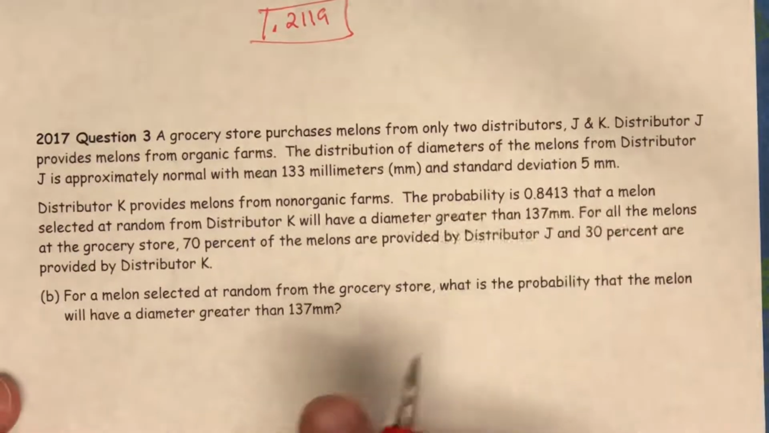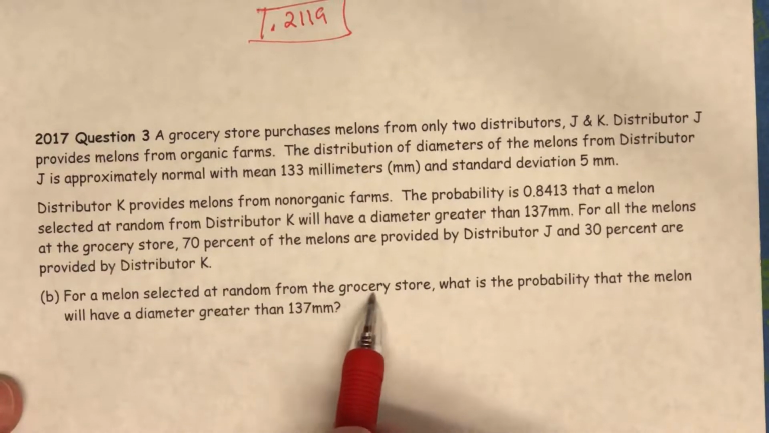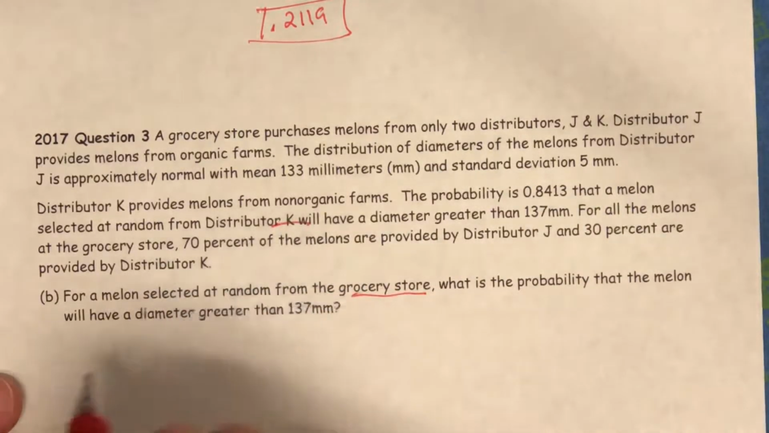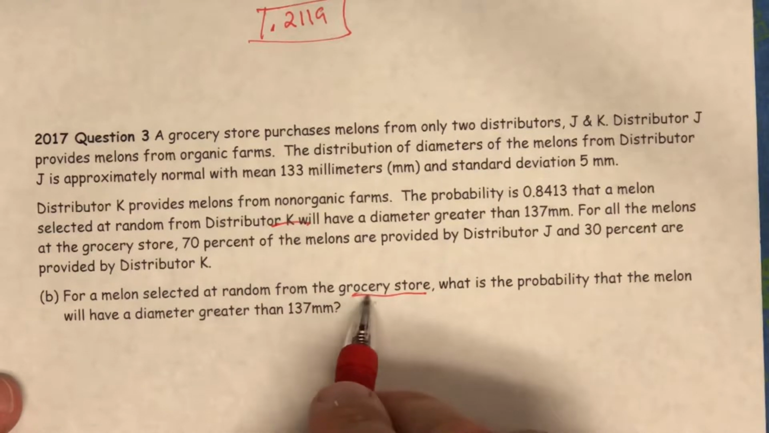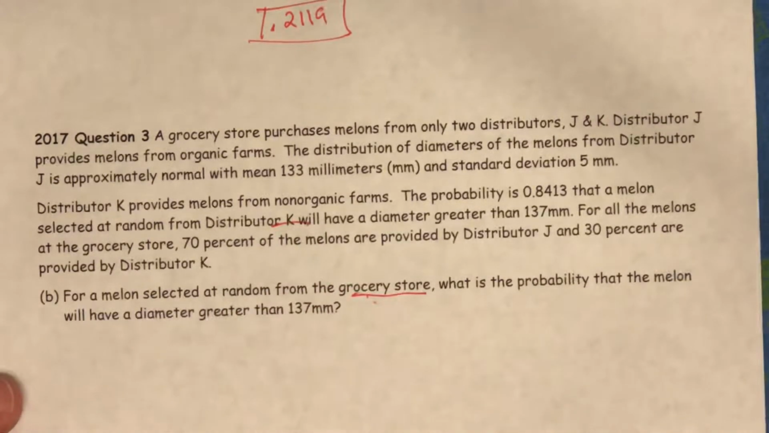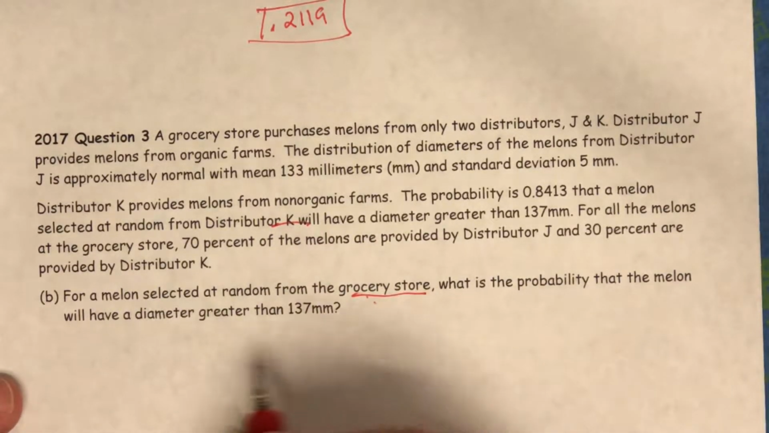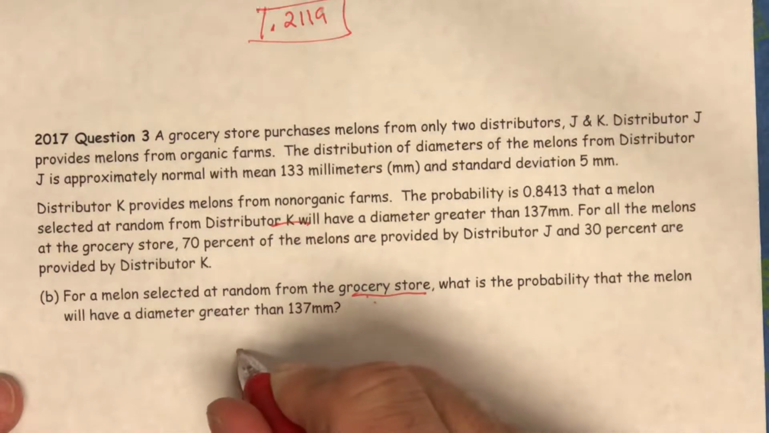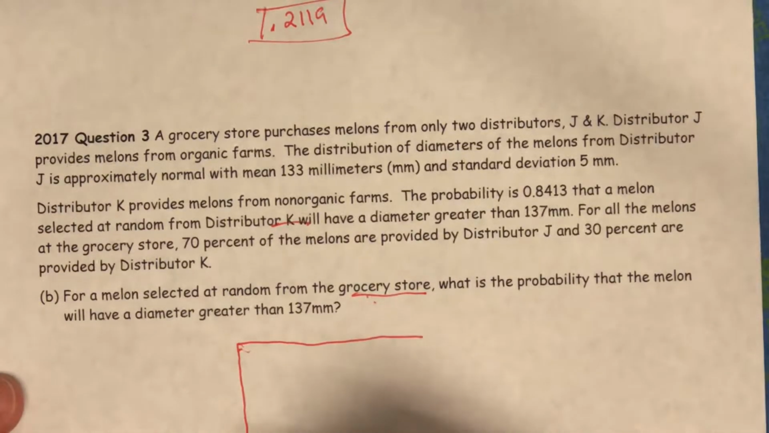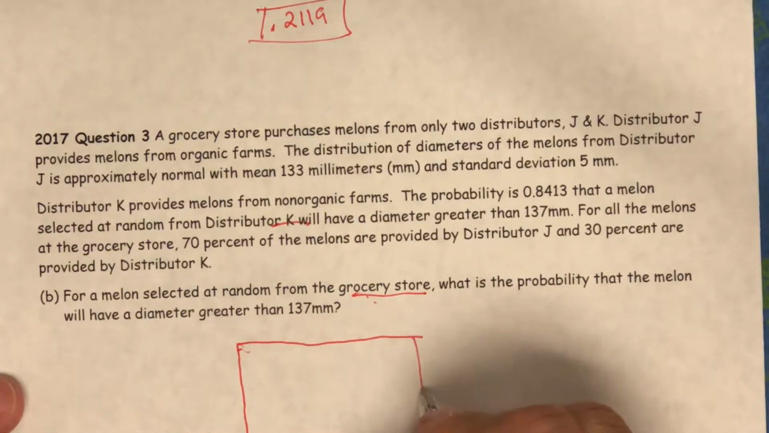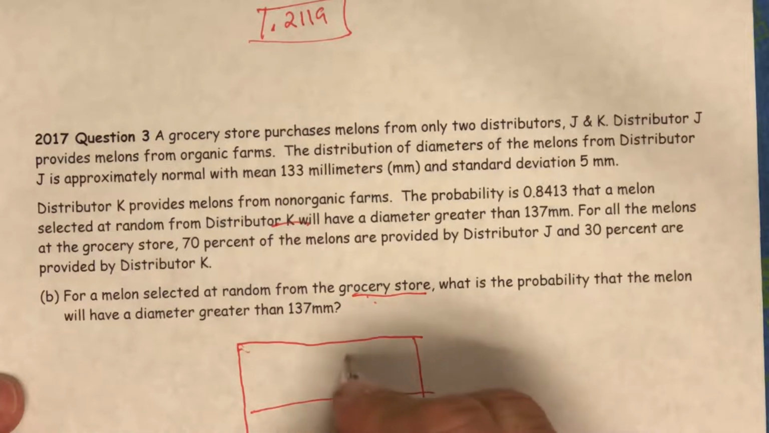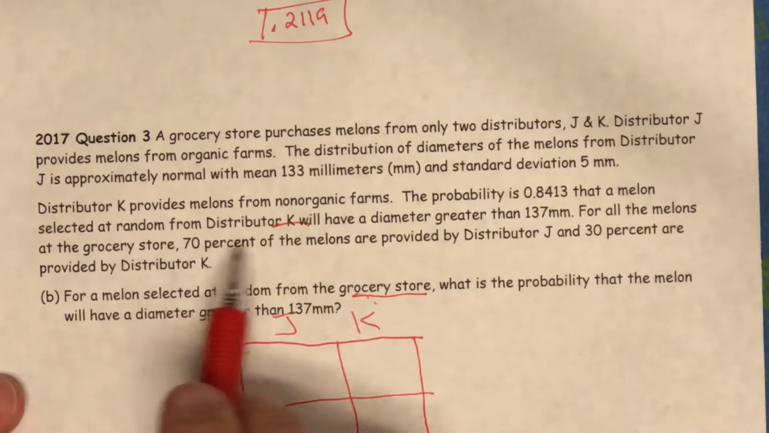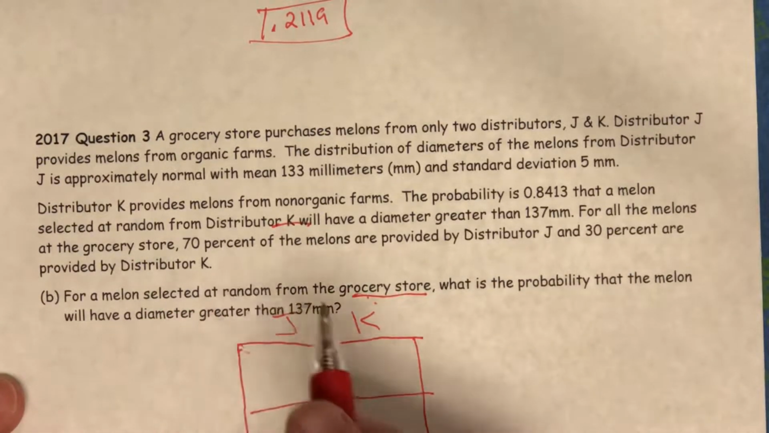All right, part B says, for a melon selected at random from the grocery store. The problem here is we have two distributors to the grocery store, K or J, and we don't know which one the melon is being drawn from. And I still want the probability that it's greater than 137. So we basically have two categorical variables. We have diameter of the melon, and then we also have the distributor. So I'm going to label this distributor J and distributor K, and I'm doing that because they tell me that 70% of the melons come from J.